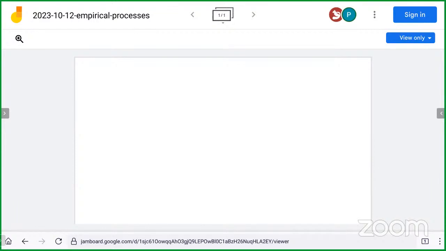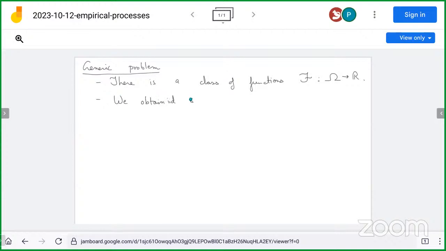One generic problem is the following. Let's say there's a class of functions from some Omega to R, for now, and we obtain n IID samples from Omega according to some distribution D.